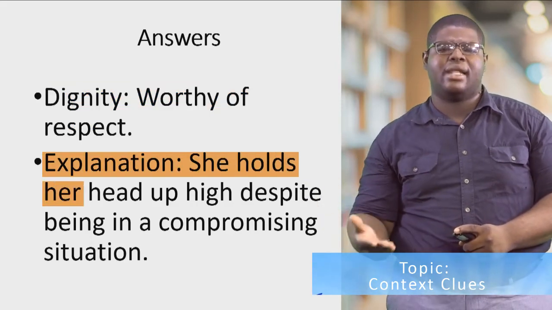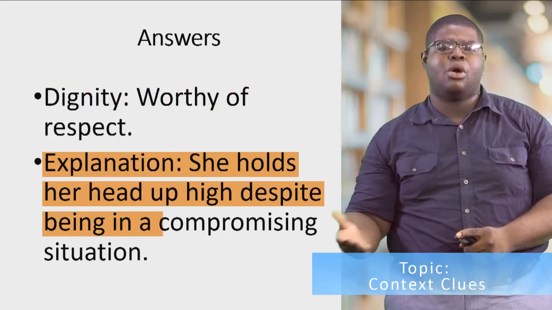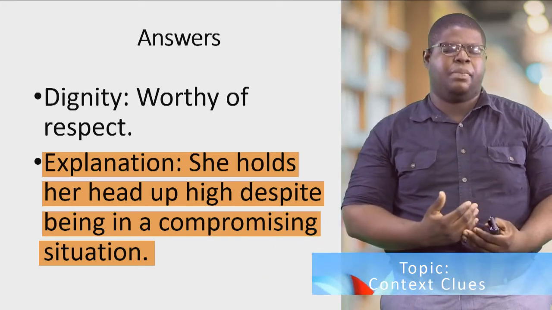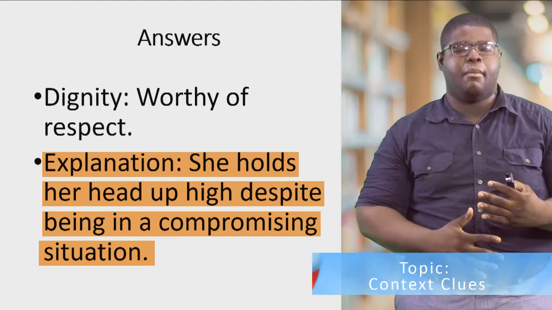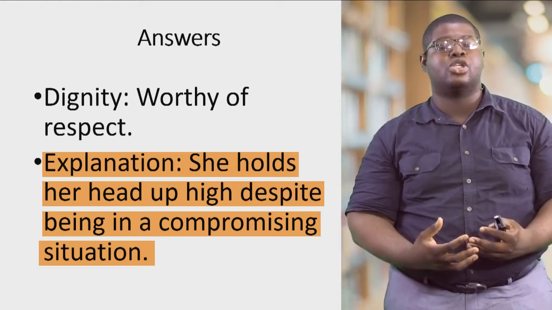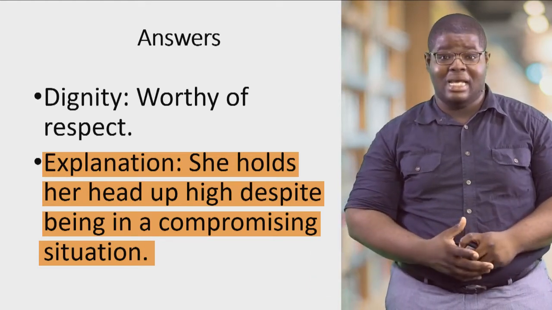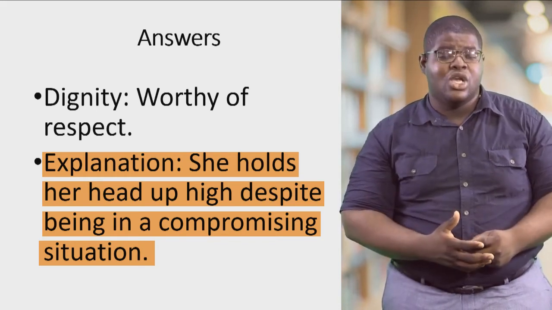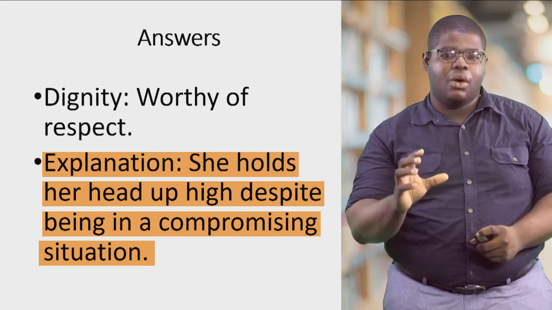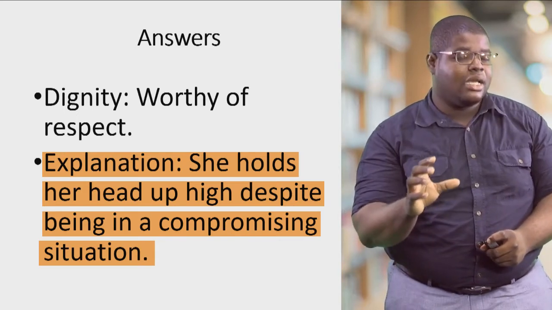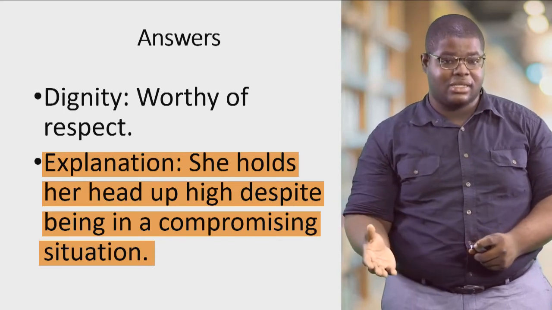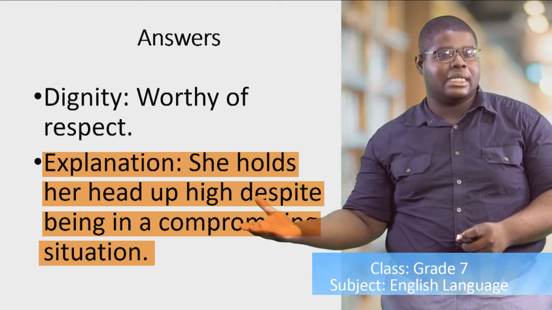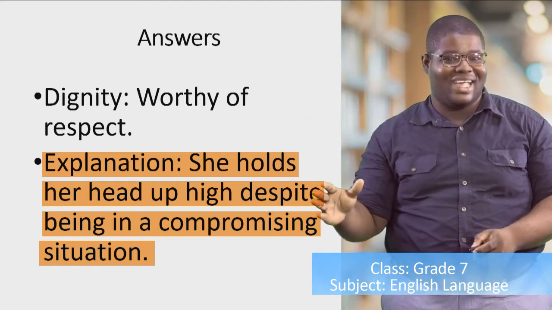She holds her head up high despite being in a compromising position. Think about it. When people get angry, some can manage to maintain their composure, versus some people who can't do that. They just have to lash out and behave any kind of way. So using what is presented in the sentence will lead you to your answer. And for some of you, you probably have a similar definition, but something else in the sentence led you to it, and that is fine.